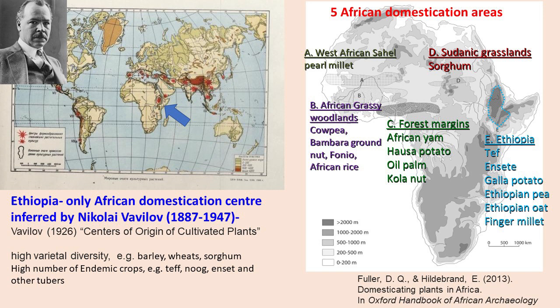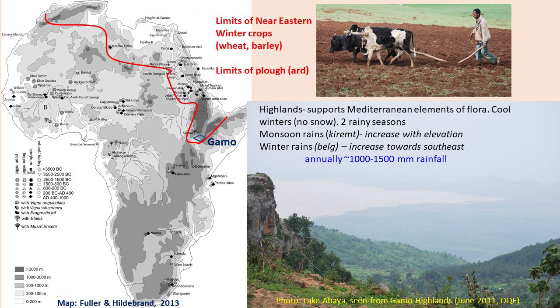If we look at a more modern view of Africa, it's one of probably at least 5 major centers of domestication, and it has, as you can see, a lot of crops. Most of them are not very well known in other parts of the world, although finger millet is an exception on that list there.